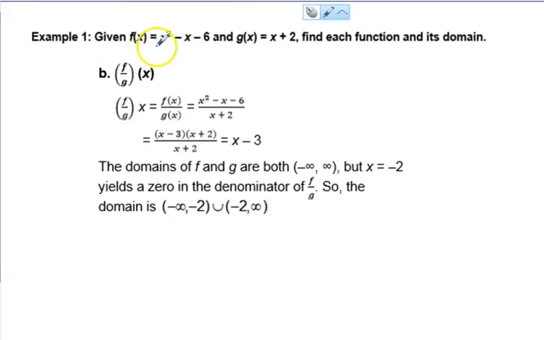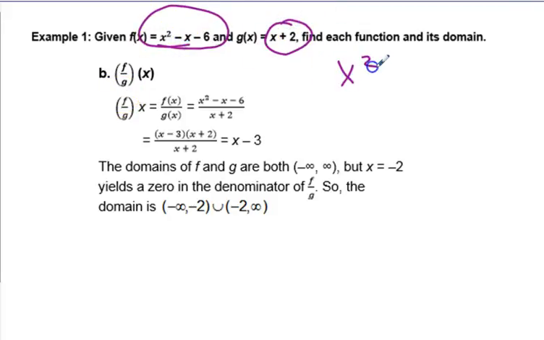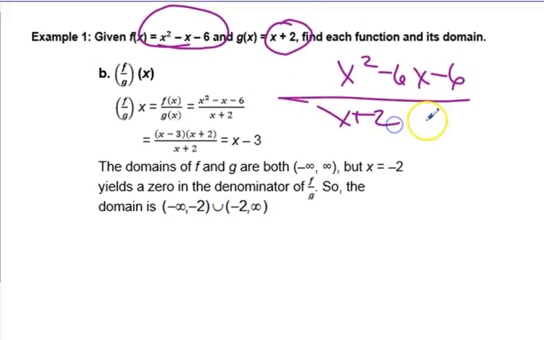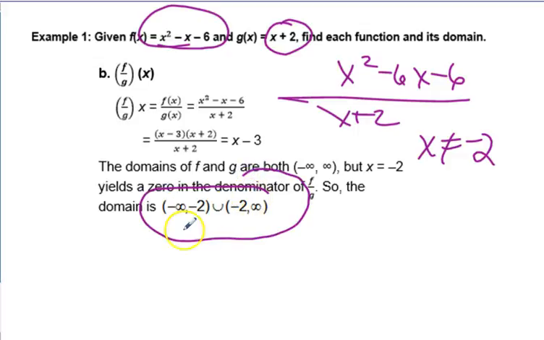Okay. This one says find f divided by g, so all we do is take this and divide it by this. X squared minus 6x minus 6 over x plus 2. There is a denominator though. So it says x cannot equal what? -2. Or if we had to write it in interval notation, it would be everything except -2, like this. I'm fine today, just write x cannot equal -2, okay?